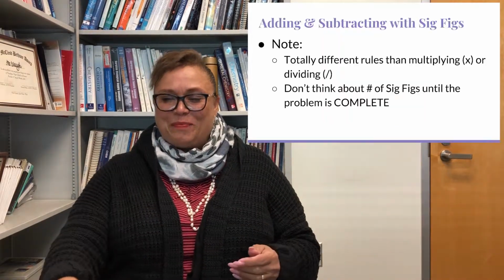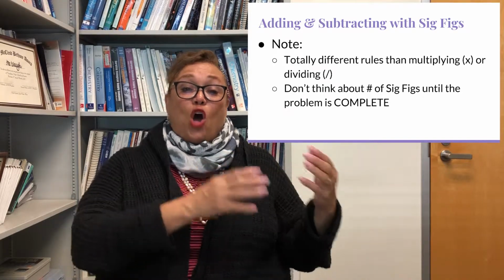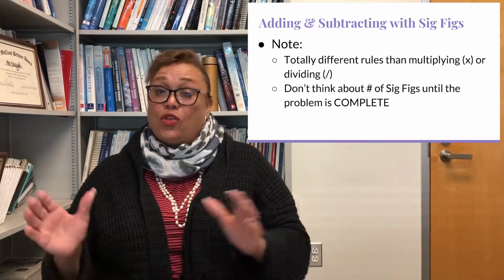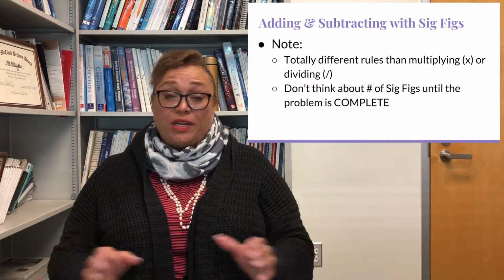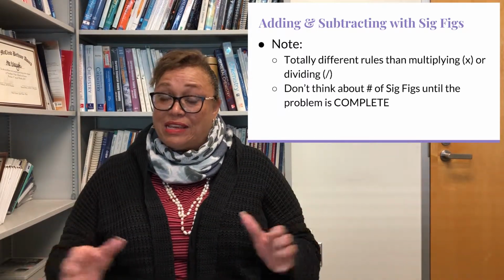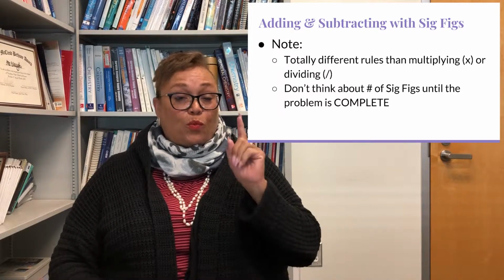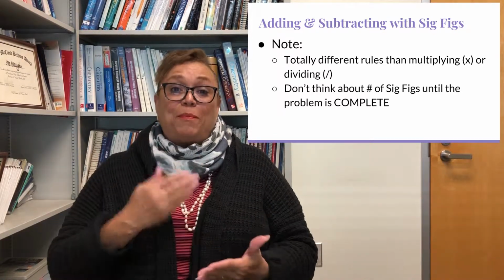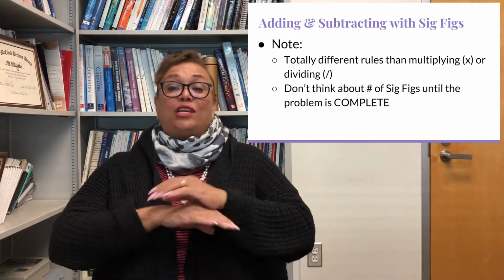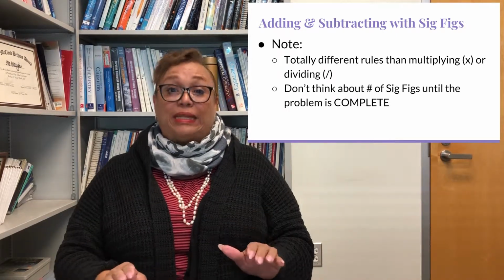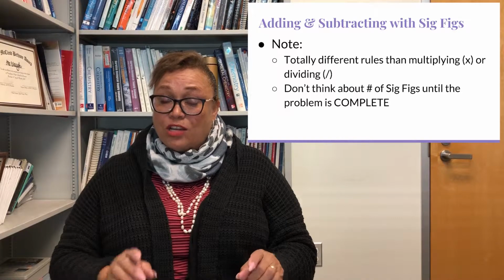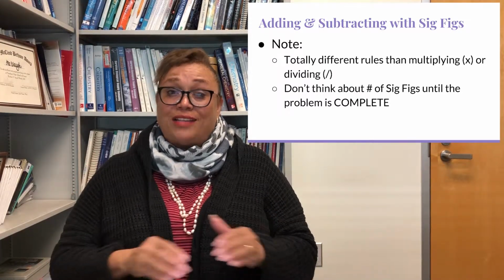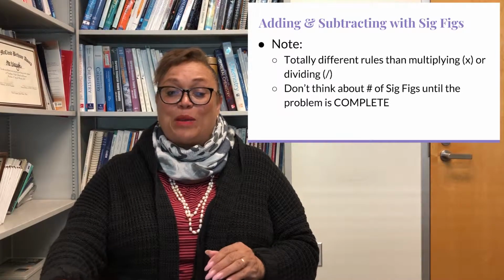Moving right along, note, they are totally different from the multiplication and the division rules. Those are very straightforward. Just choose the least number of sig figs. But when you are doing addition and subtraction, don't think about sig figs until the problem is complete. Did you hear me? Don't even begin to think about significant figures until the problem is complete.